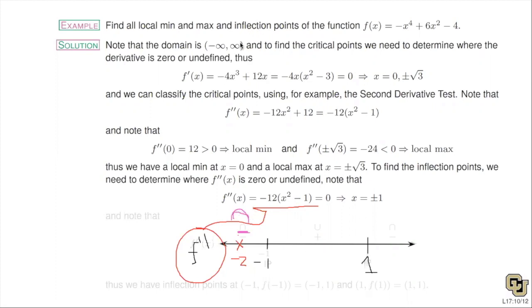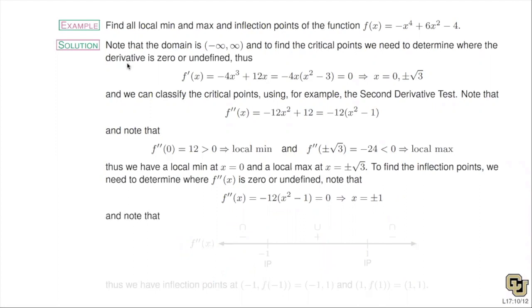Between -1 and 1, of course, pick 0, our favorite. Plug 0 in, -12 times -1, this is positive. So it's concave up. And then to the right of 1, for example, pick 2. Oh, it's negative again, concave down. And so you see the change in concavity means we have inflection points at -1 and 1.